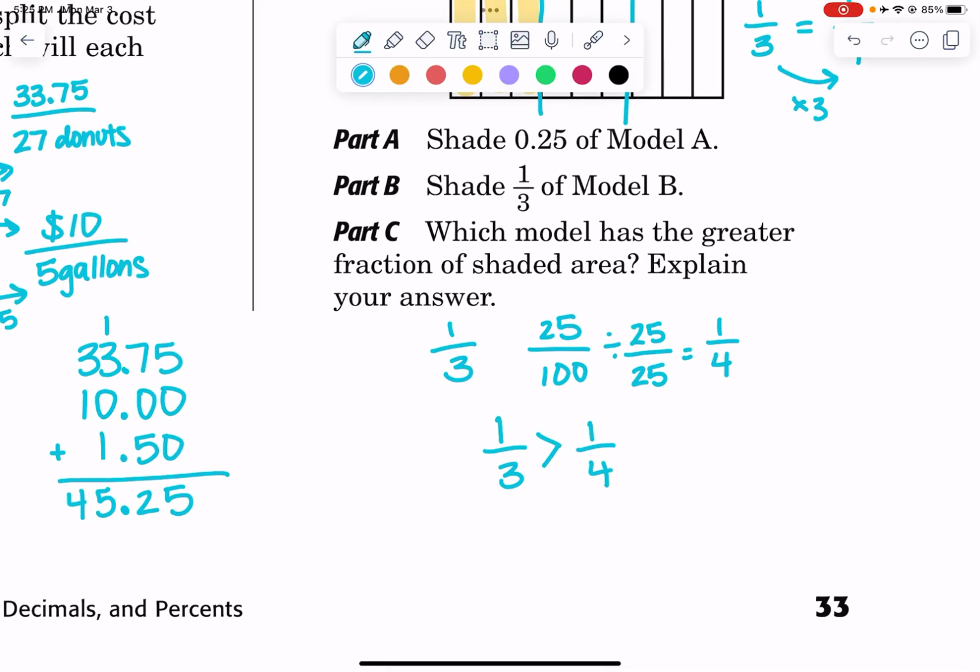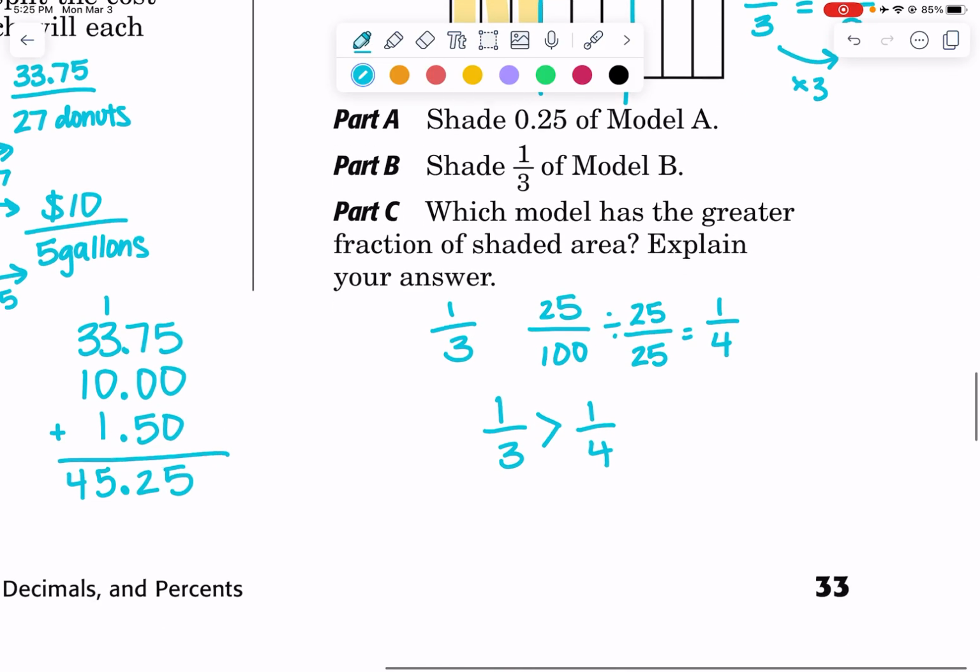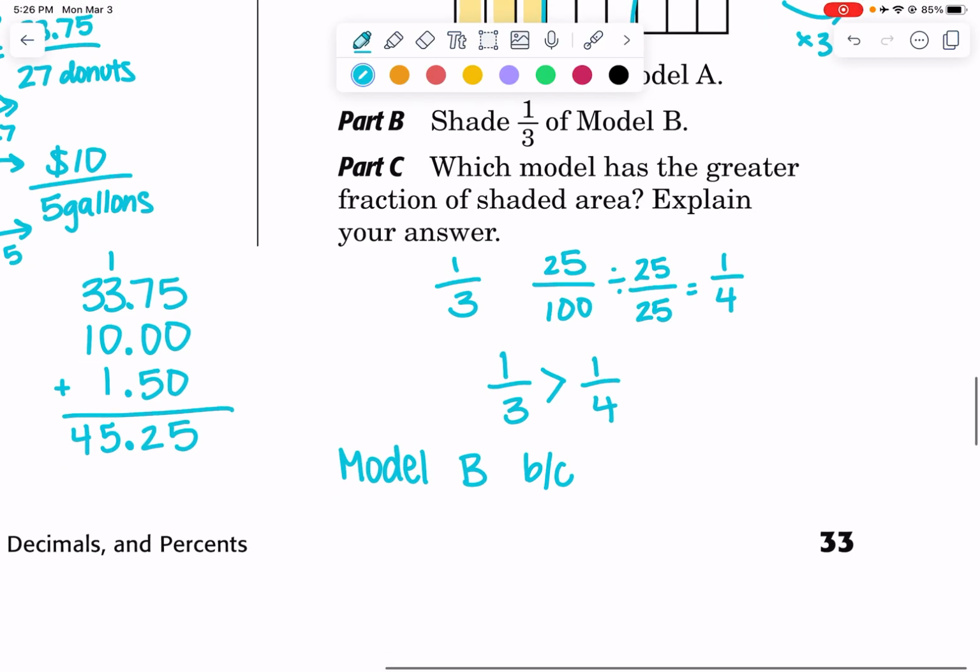So let's make sure we answer it. Which model has the greater fraction of shaded area? That was model B, was 1/3. Model B, because 1/3 is greater than 1/4.